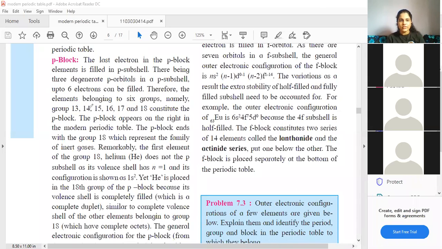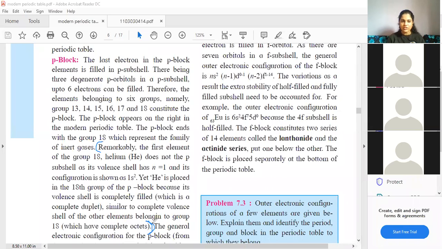Now let us read what is written over here. The P block appears on the right hand side of the modern periodic table. This is just about placement. The P block ends with group 18, which represents the family of inert gases. The last group are the inert gases, stable gases. Okay, mark from here, remarkably, till complete octaves.